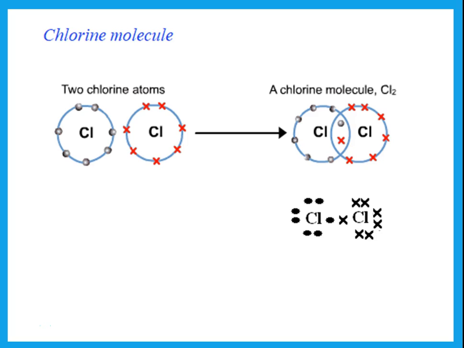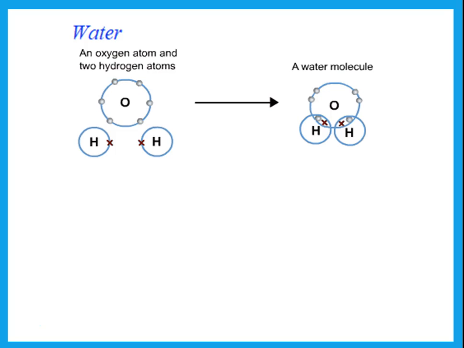If it's going to use 1 to share with its neighbor, then it still has 6 other electrons that are surrounding it, and you need to show that. Okay, water. How do you draw the dot and cross diagram for water?